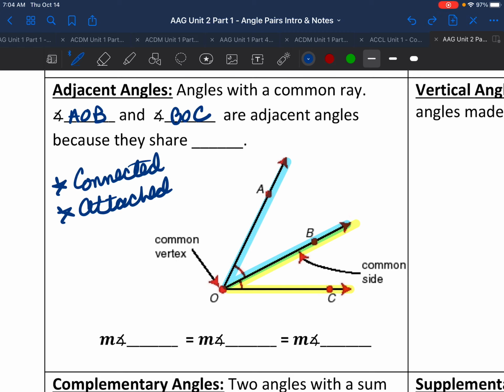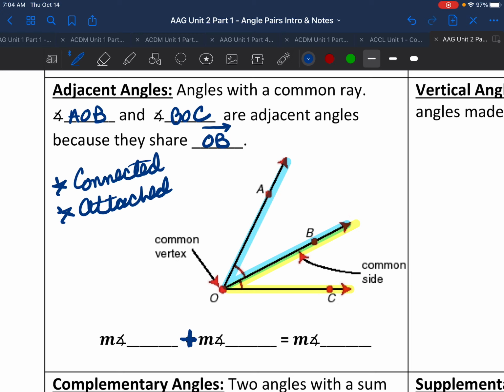All right, let's finish this up. Angle AOB and angle BOC are adjacent angles because they share ray OB. Now here's how we draw the symbol for a ray. It has the arrow pointing in one direction only, just like O goes through B in one direction in the diagram. Finally, actually this is a typo here, let's fix that.